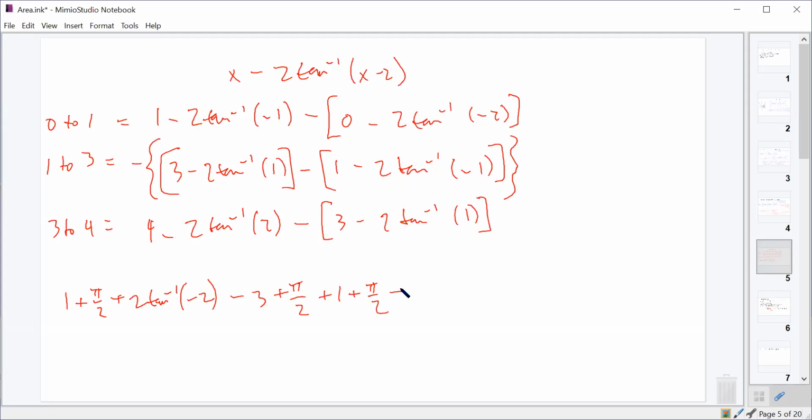And then we got plus 4. And then minus 2 inverse tangent of 2. And then minus 3. And then this last one becomes a plus, and that's pi over 2. Everybody good with that so far? A little bit of a mess, but that's okay. And how are we going to deal with that?